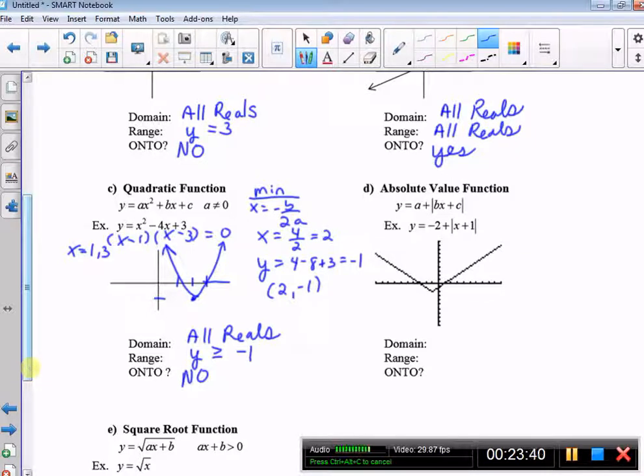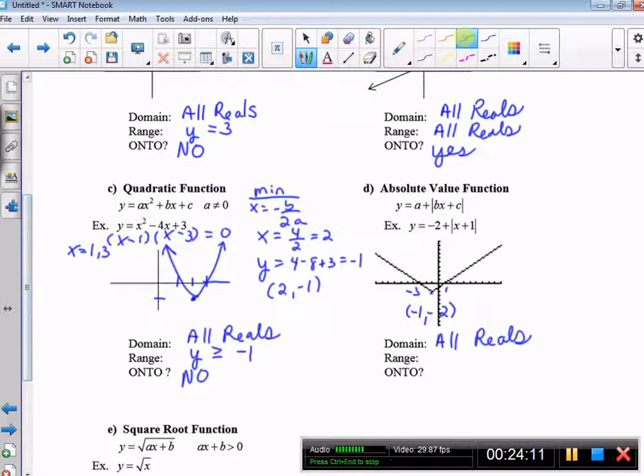The absolute value function is the next one. For this one, we already have the graph. This is 1 and negative 3. The domain is all reals because there's no limit to what we can plug in for x. We can plug any number we want in and we will not get undefined. The range, you need to know that minimum point. So that minimum point is negative 1, negative 2.